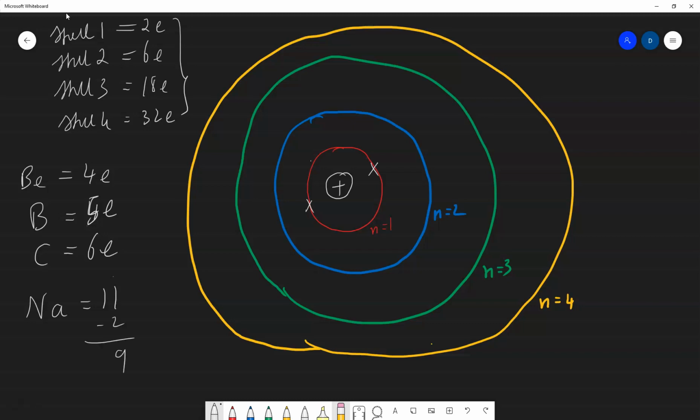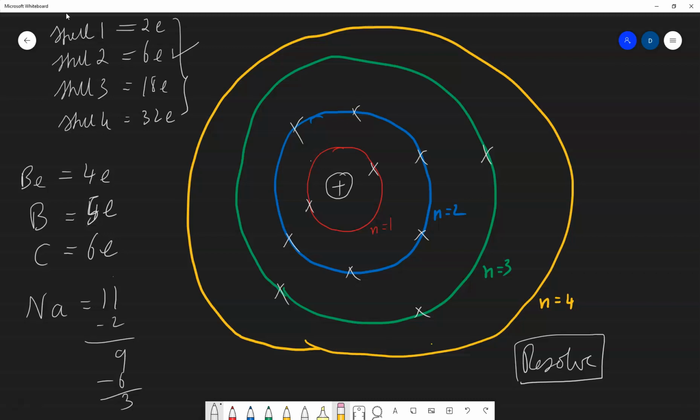You got 9 left. You know that the second shell can have a maximum of 6 electrons. So out of this, 2 will be going in the inner circle, and 6 will be going in the second shell. So when you take away 6, you're left with 3. And the remaining 3 will be revolving around this third shell. Again, I've been using this word revolve.